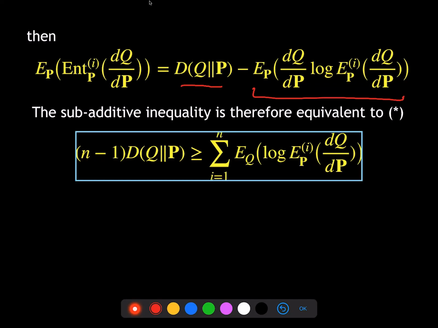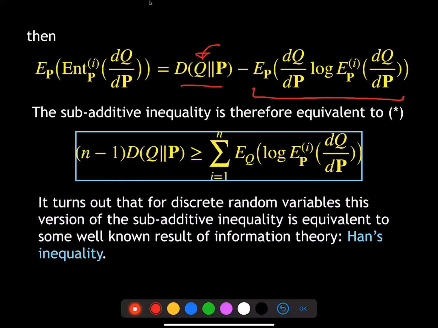It's just because you have it one time on the left-hand side of the inequality, and you have it appear n times here in the right-hand side. And therefore, when you combine the right and the left-hand side, you get n-1 times this relative entropy. So this is the consequence of the subadditive inequality for relative entropies.